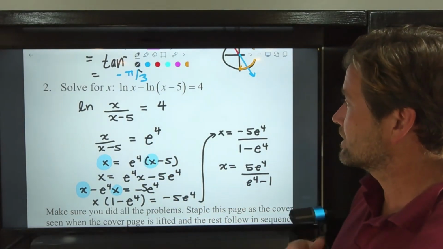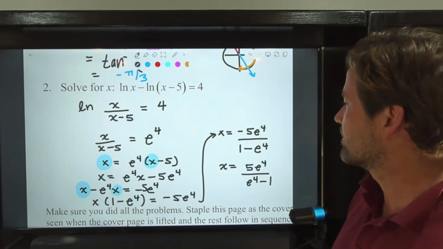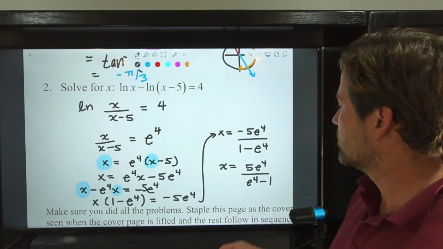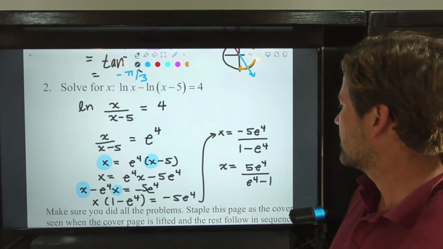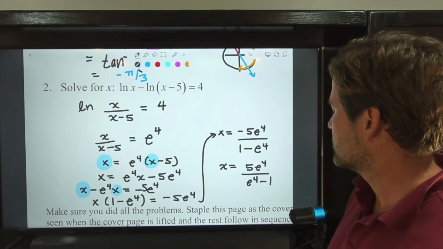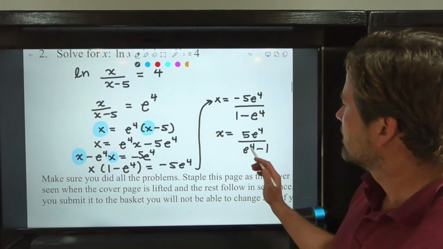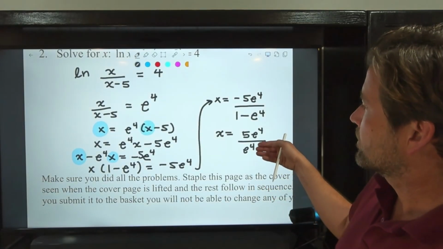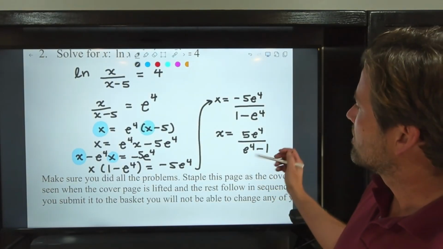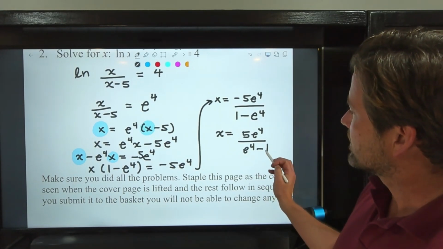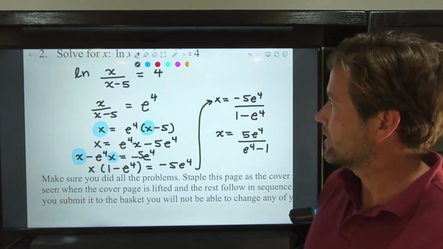So what we think is our only solution is this value here. And this value will be bigger than 5, so it will be a solution. 5e^4 divided by e^4 would be 5. But we're actually dividing by a smaller number, e^4 minus 1, so this will be bigger than 5.